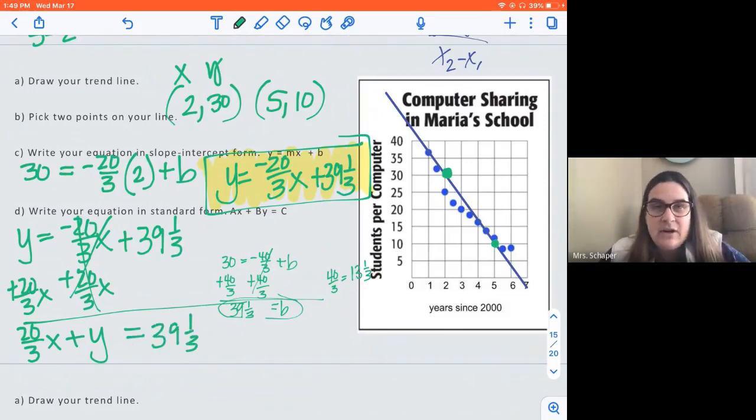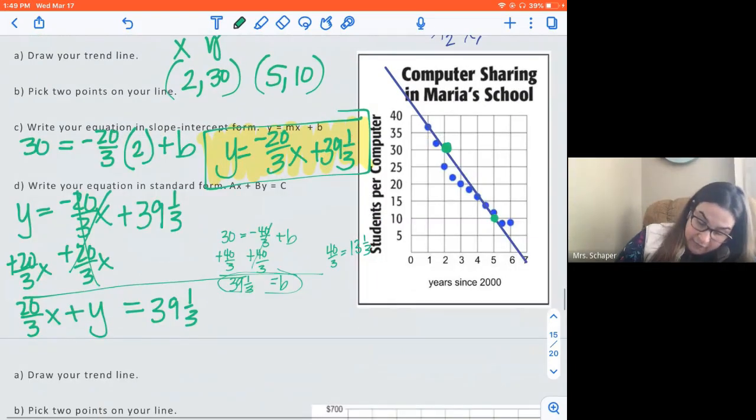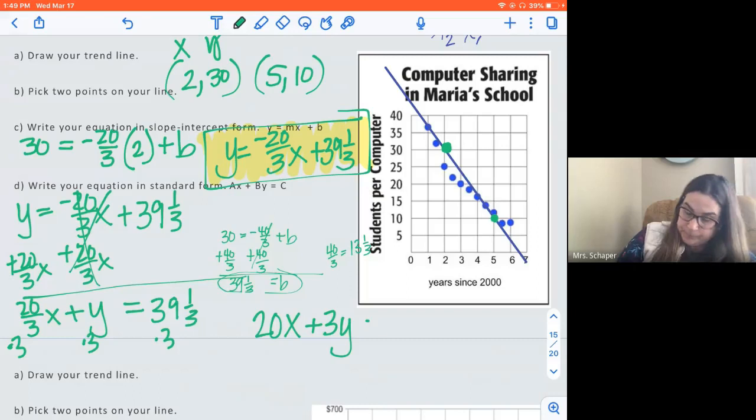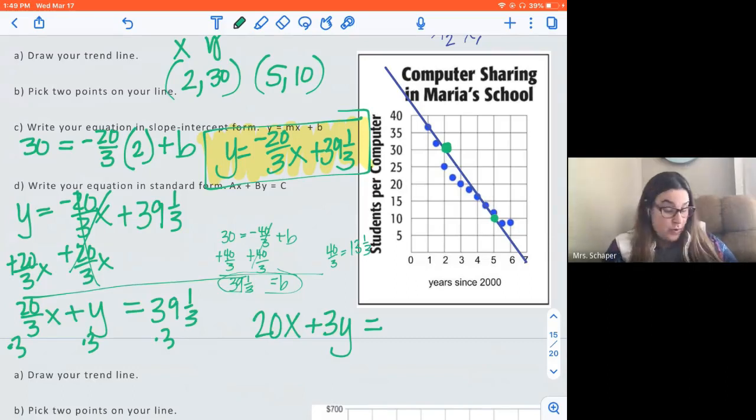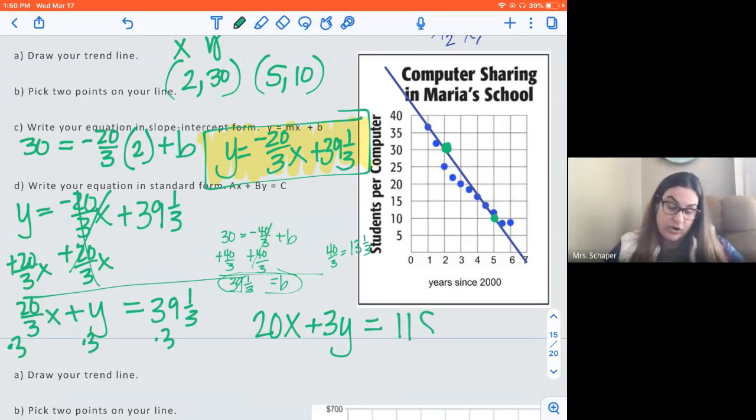Now, when I have something in standard form, it can't be fractions. So what I'm going to do is multiply everything by 3. And when I do that, I get 20x plus 3y and 39 thirds. I'm going to put my calculator on this one. I don't quite know this one in my head. I know, crazy, isn't it? It's going to be 118. So I took 39 and a third times 3, and I got 118. And this is my answer.